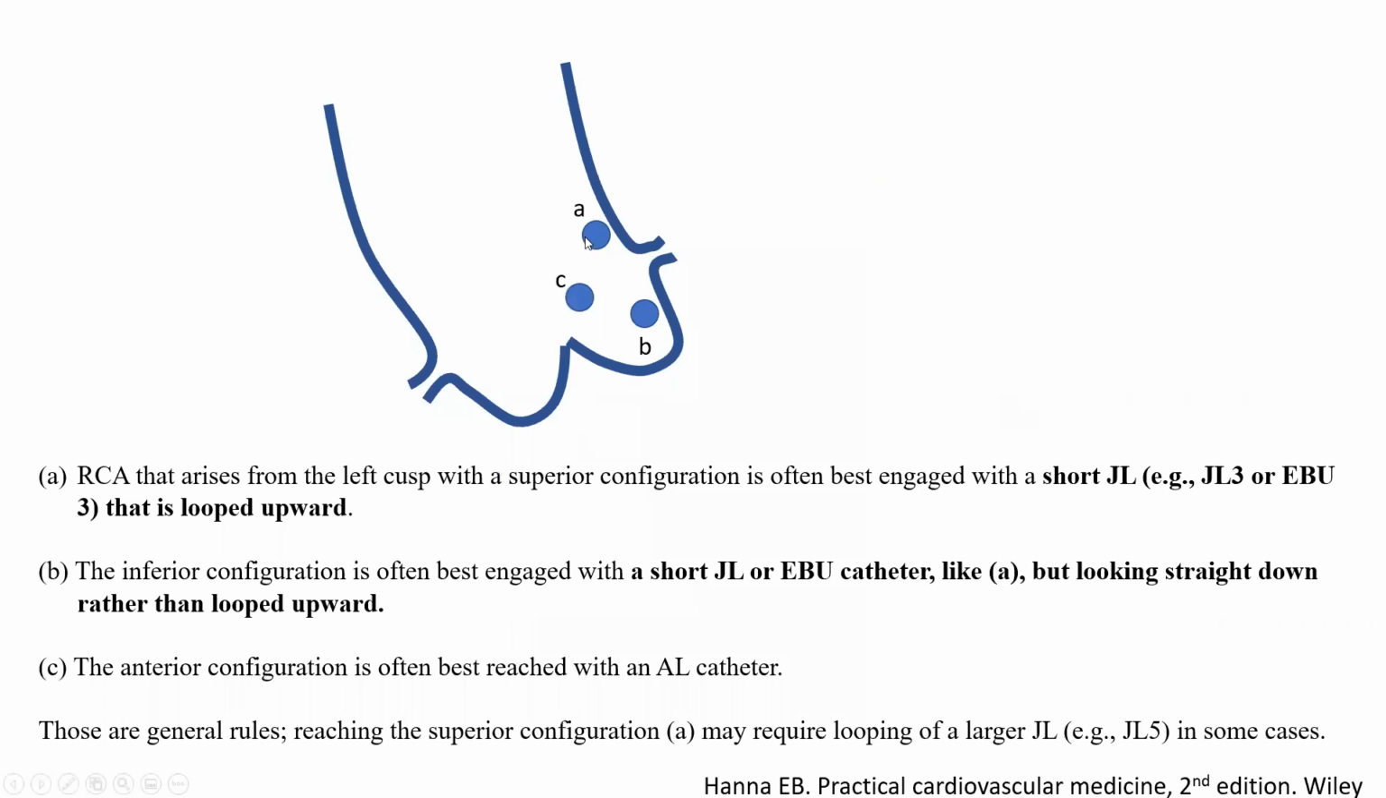So it will be Judkins left 3, for example, to engage A. You loop it upward to engage that, and Judkins left 3 that you elongate downward to engage B. That's classic, but you may need a bigger Judkins left 4 to make it look down and engage B, or even to make it loop up and engage A. So those are general rules. Generally, it's a shorter Judkins. That's a general rule for an anomalous right or an Amplatz left, particularly when it's anterior on the left sinus.